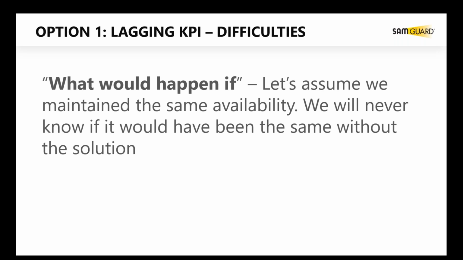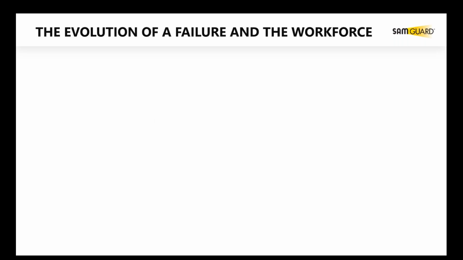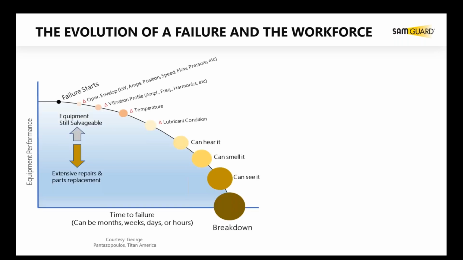To give you another example from a different angle for this difficulty, I would like to use this example, and here I would like to thank George from Titan America for providing this nice diagram. It actually explains how you identify a failure. Basically, a failure starts, something is happening with the actual equipment. What we are saying is SandGuard, by looking at all the parameters, will be able to identify this failure here. Later on, probably, or maybe the vibration profile will change. Later on, the temperature.